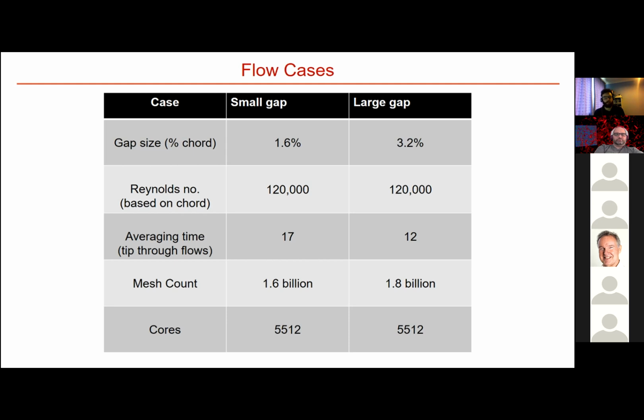They were run at Reynolds numbers of 120,000 based on the chord for 17 and 12 tip through flows respectively. The mesh count for final grids are 1.6 and 1.8 billion, and they were both run on Archer at around 5,500 cores.